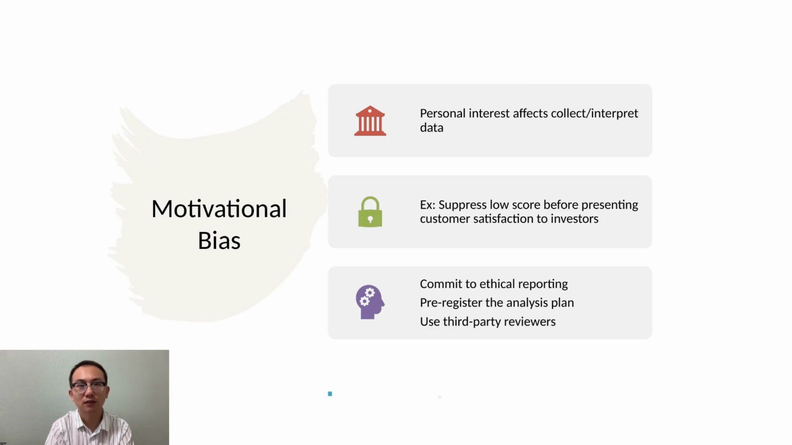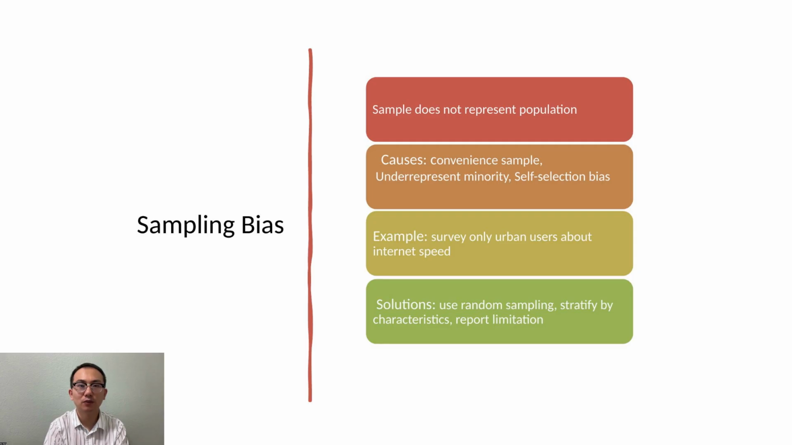Sampling bias happens when your sample doesn't reflect the full population, leading to skewed or misleading results. It often comes from convenience sampling, like only surveying college students because they're easy to reach, missing key groups such as minorities or people in rural areas, or self-selection, where only enthusiastic or upset people choose to respond, like in online reviews. For example, if you survey only urban users about internet speed, your results won't reflect the experience of rural users, even though they're part of the population too.